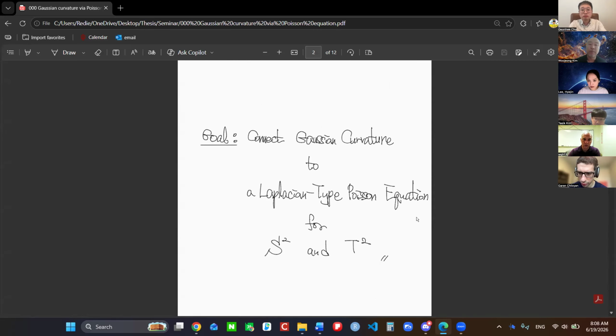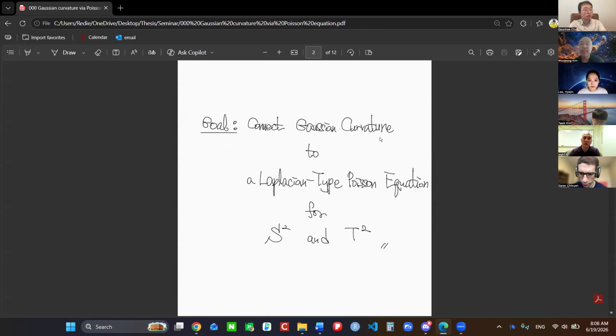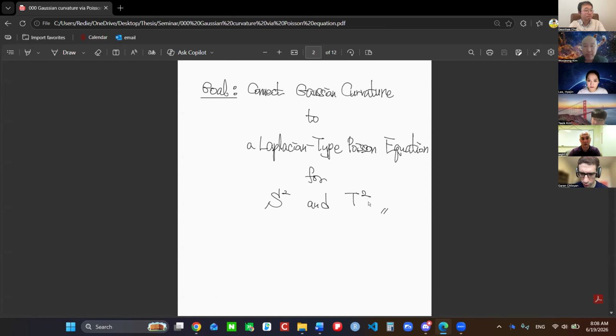So today's goal is I'd like to connect the Gaussian curvature to a Laplacian-type Poisson equation. I have two examples: the first one is the unit sphere, and the second one is the flat torus.